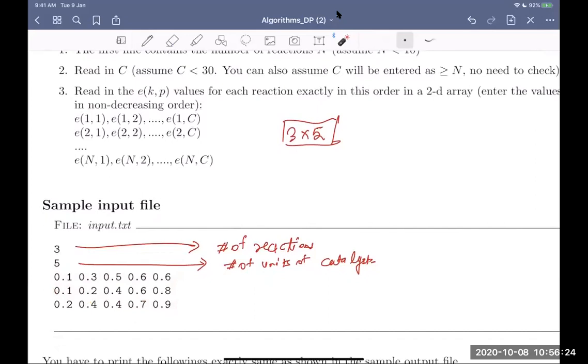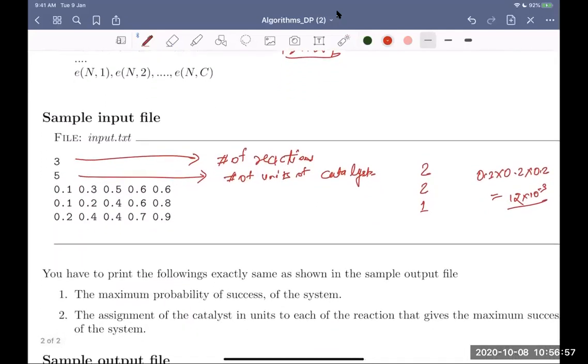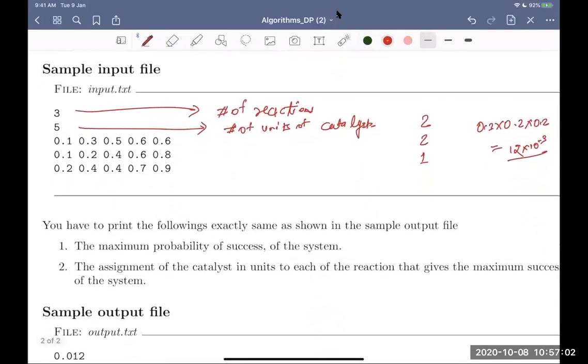But suppose you take an assignment where I assign 2 units for reaction 1, 2 units for reaction 2, and 1 for reaction 3. You can find a probability. For 2 units it is 0.3, 0.2, and 0.2. So 0.3 into 0.2 into 0.2 will give you 12 into 10 to the power minus 3. That will be the probability. That is one assignment. Now you have to find which assignment gives you the maximum probability of success. So use your dynamic programming algorithm to find that, and then this is what you have to print.